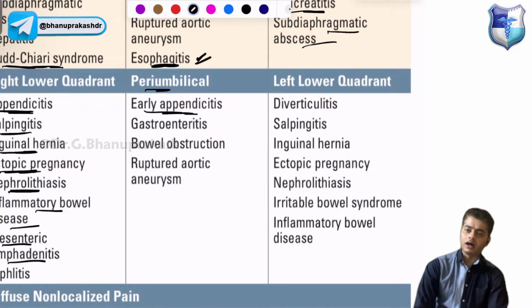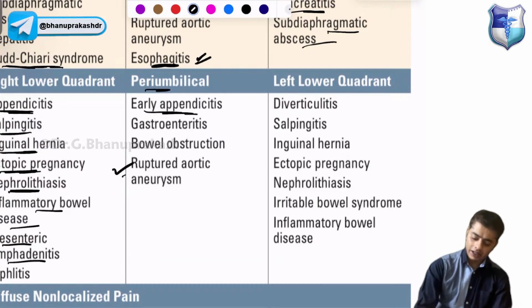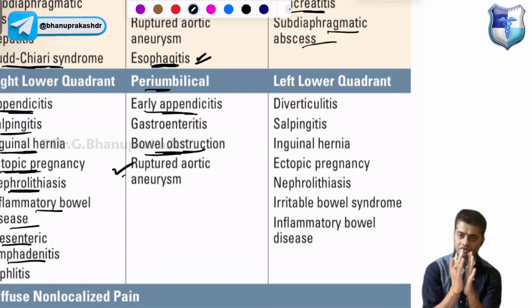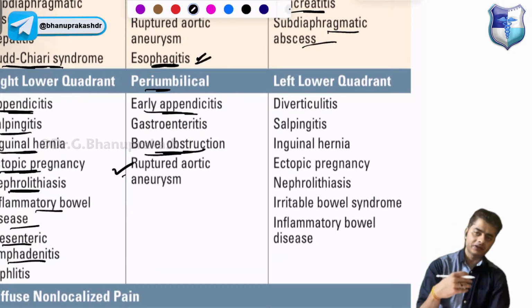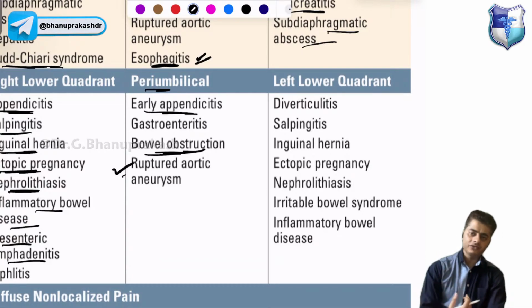What all pain can be in your periumbilical region? Early appendicitis, rupture of aortic aneurysm pain, and bowel obstruction. Because we have seen that initially in bowel obstruction, after some time there will be distension. And in distension, what kind of pain will be there? Visceral pain. And visceral pain many times is dull and diffuse and radiates to the midline of your body.